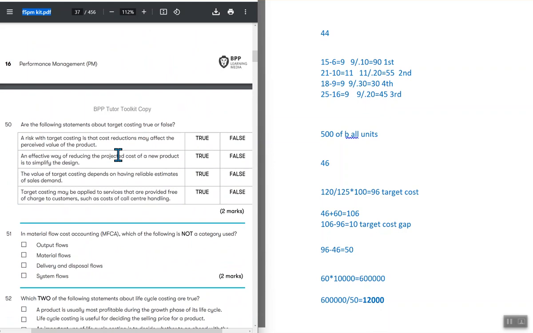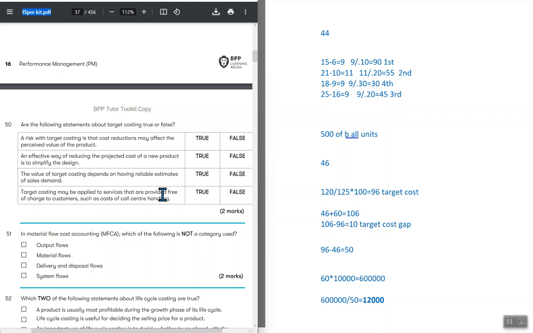Are the following statements about target costing true or false? A risk with target costing is that cost reductions may affect the perceived value of the product. An effective way of reducing the projected cost of a new product is to simplify the design. The value of target costing depends on having a reliable estimate of sales demand. Target costing may be applied to services that are provided free of charge to customers, such as cost of call center handling.